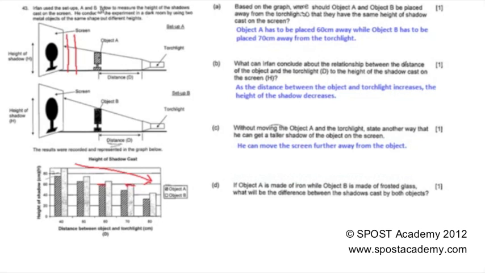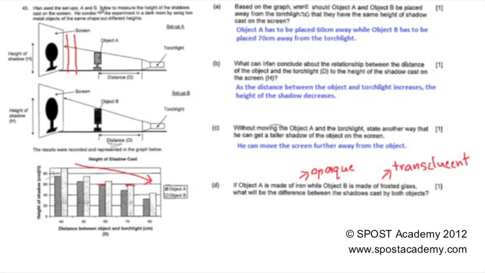Okay. Finally, for the last question, if object A is made of iron while object B is made of frosted glass, what would be the difference between the shadows cast by both objects? Now, we have to be aware that iron is actually, okay, iron is opaque, which means that it cannot allow any light to pass through at all. While frosted glass is actually translucent, which means that it allows some light to pass through.